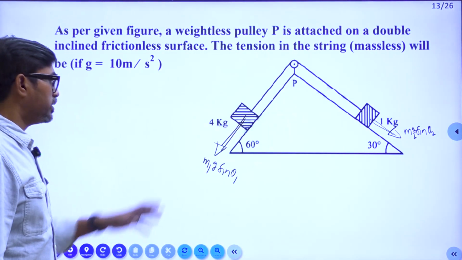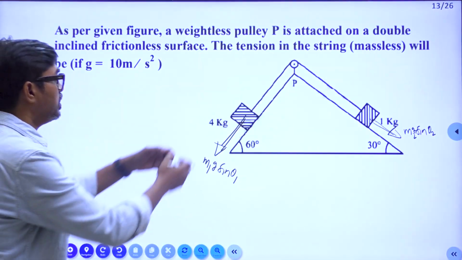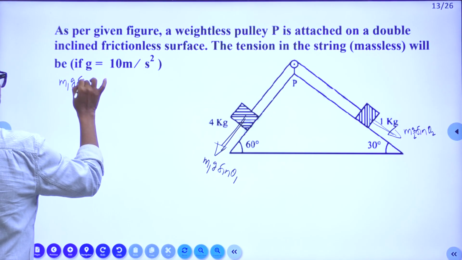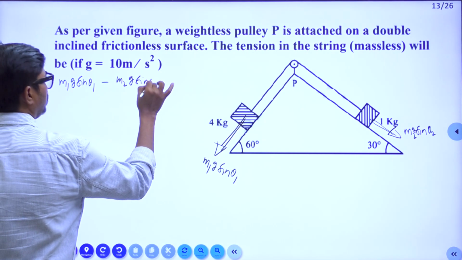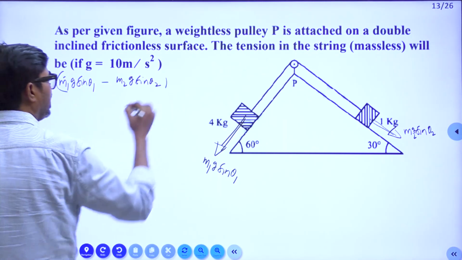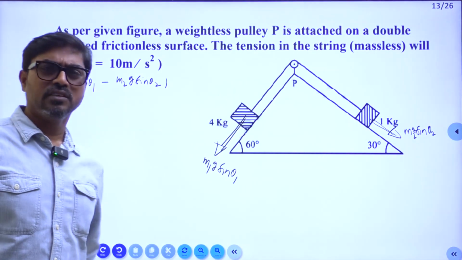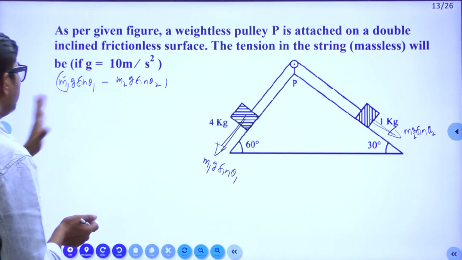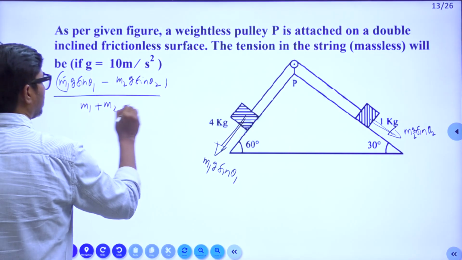Net unbalanced force, let us assume that this is stronger. If both of them are equal, it is not going to move. Let's say this is stronger, then what do I have? m1g sine theta 1 minus m2g sine theta 2. This is the net unbalanced force in the direction of motion. m1g cos theta, those are all perpendicular to the direction of motion. We don't have to worry about them because they're balanced by the normal reaction. This net unbalanced force divided by total mass will give you acceleration.